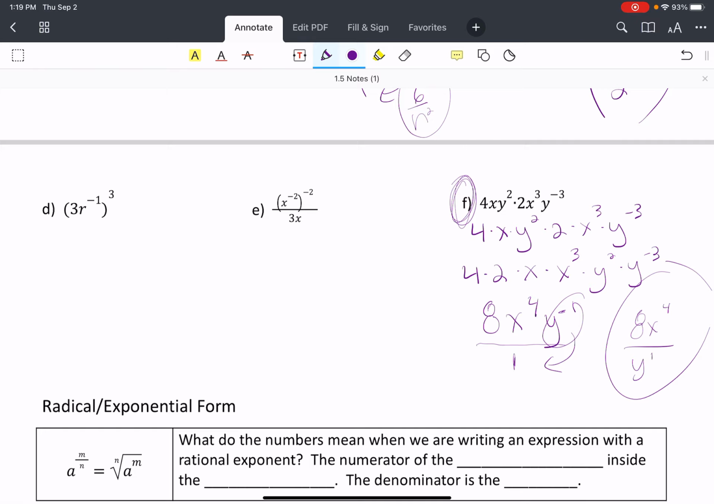Okay, let's try this one. 3 to the 1st. So now exponent raised to another one. So I multiply my exponents. So 3 cubed r to the -3. And then move my negative exponent down. So 3 cubed over r cubed.